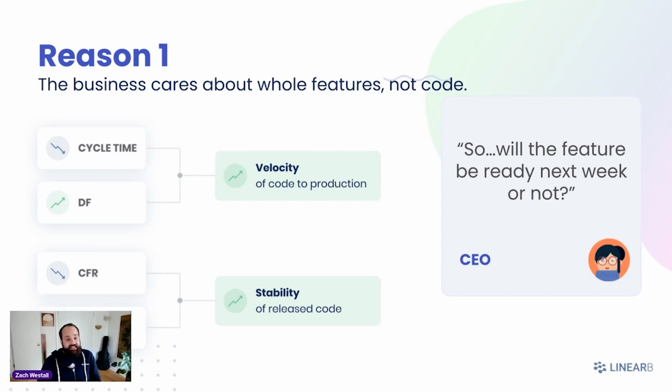And for CFR and MTTR, that gives you stability of that released code. But again, it doesn't net out to necessarily more features being delivered into the hands of customers. So again, we see our CEO on the right here. Great. Your velocity is up, your stability is up. Does that mean the feature will be ready next week or not?